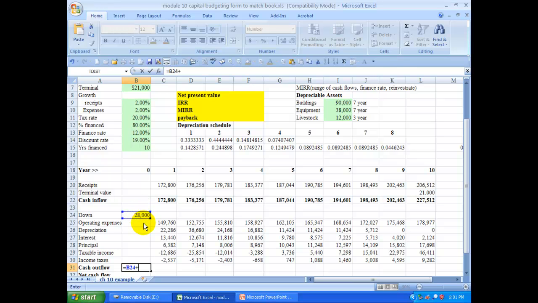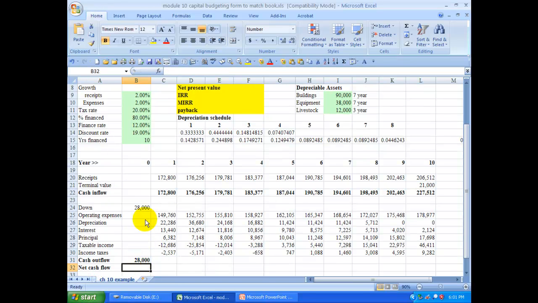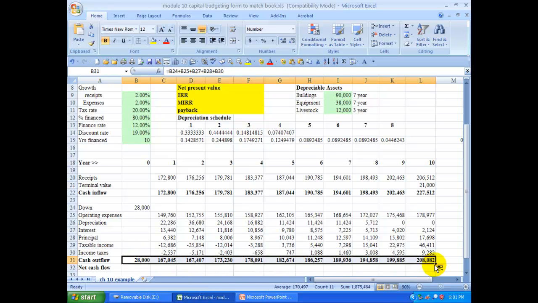Operating expenses are cash plus that. Depreciation, you don't use cash for, so we don't include it. Interest plus principal, we use cash for. And then taxable income, we don't actually pay cash out for that, but we do for income taxes, so we include that. And then we just copy that all the way across, just drag it over.